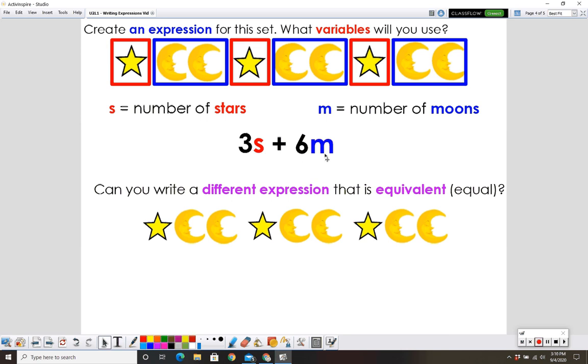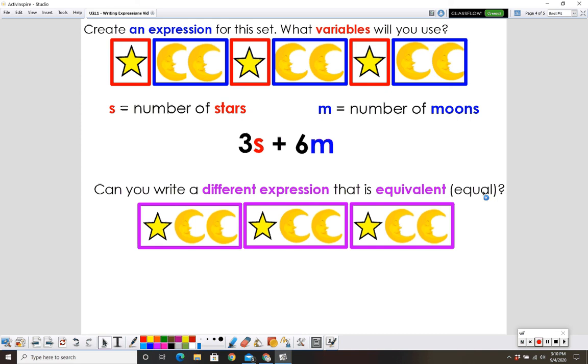When I go to look at this another way, remember we're not grouping all the stars together and all the moons. We're trying to create equal groups. So I can make 3 groups where each group has the same thing. Each group has 1 star and 2 moons. So the way I would write this, I have 3 groups, so my 3 goes outside my parentheses, and inside each group I have 1 star and 2 moons.